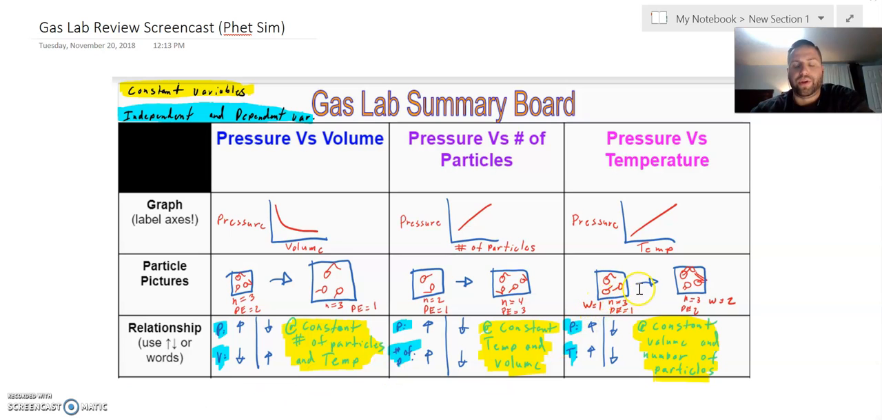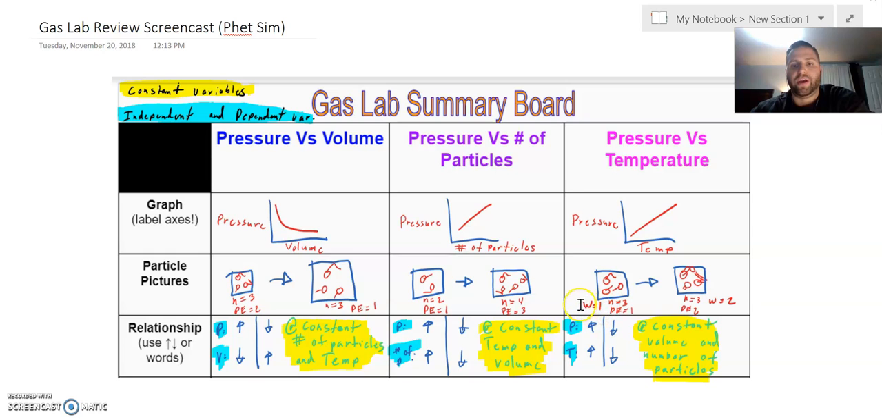So how would we particle draw this? Well, remember, we need to start with the constants. Our volume needs to stay the same from start to finish. The size of the box does not change. We have that taken care of. Now, the number of particles also needs to stay the same. So notice that my initial is 3, my final is 3. Perfect.